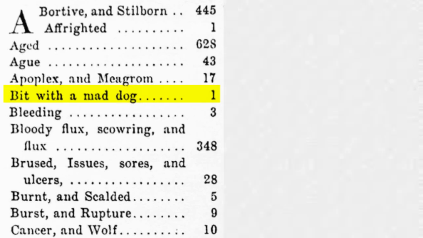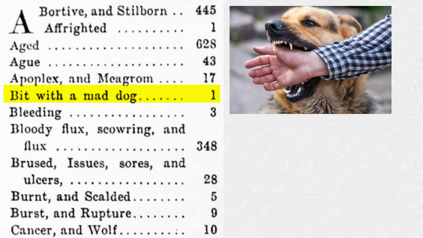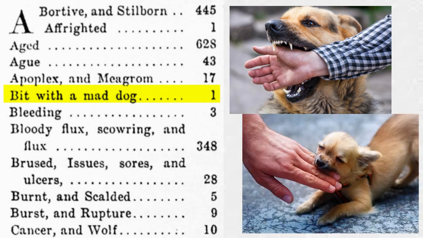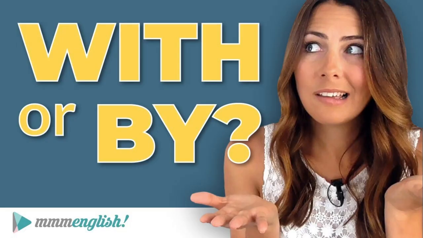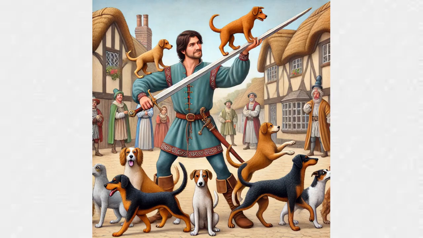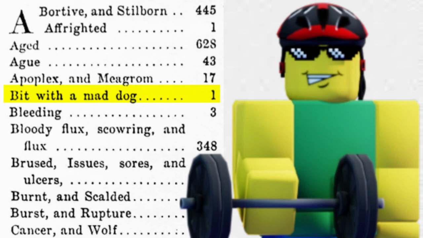One poor sod was, quote, bit with a mad dog, which is a theatrical way of describing either a dog attack or rabies. I personally enjoy the fact that they said bit with a mad dog and not by a mad dog, which paints a picture of someone using a mad dog as some sort of improvised weapon. Pretty cool, London. Pretty cool.